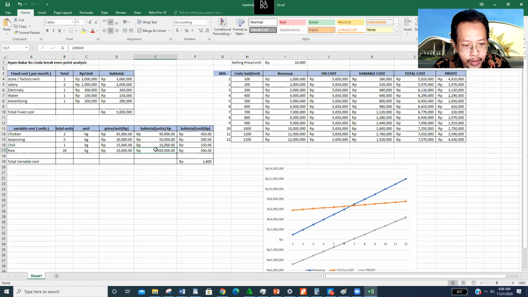For the subtotal, you should be using a formula. So it should be here, B14 times D14. Okay, and then this is not per unit. And then here for the per unit, you would be dividing it by how many portions you can make from here. It seems that you can make 20 portions.